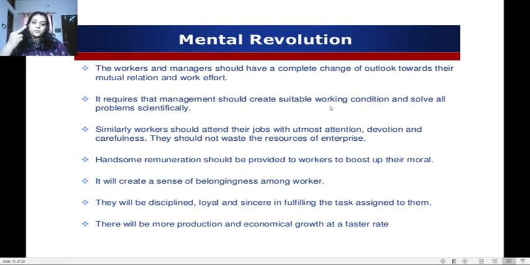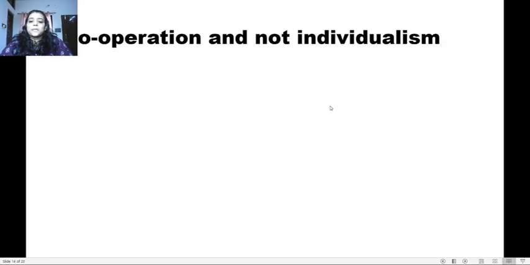If the worker is working, then he should be provided with the proper wages, right? Similarly, if the manager is providing the worker with all the opportunities, then the worker should work more effectively and should feel belongingness towards the organization.